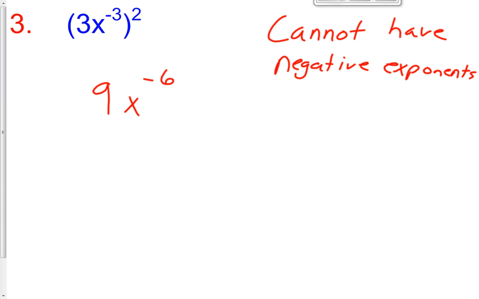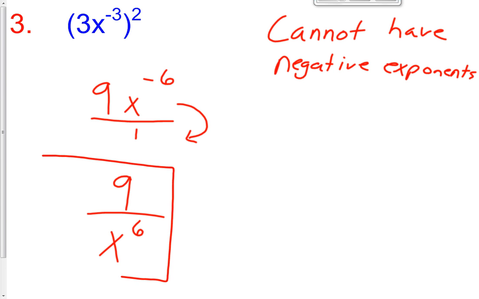So right now, this is kind of like 9x to the negative 6th over 1. So to make our x to the negative 6th, x to the positive 6th, just bring it downstairs. So your 9 is still in the numerator, but x is now to the positive 6th. That is in the denominator. So this is our answer for problem number 3. 9 over x to the 6th. Let's practice some more like that.